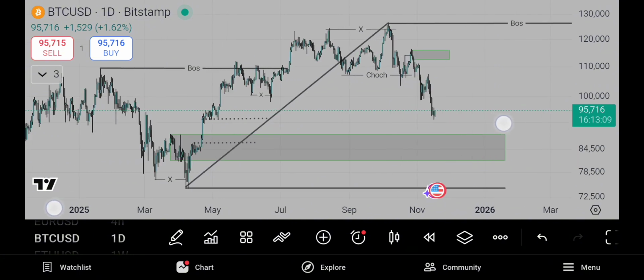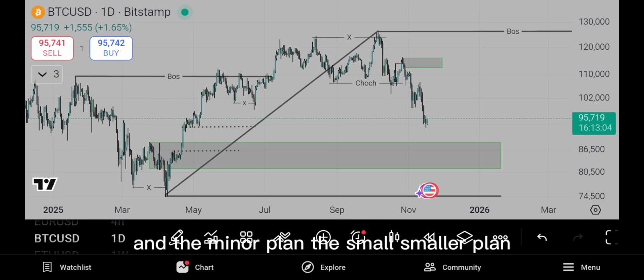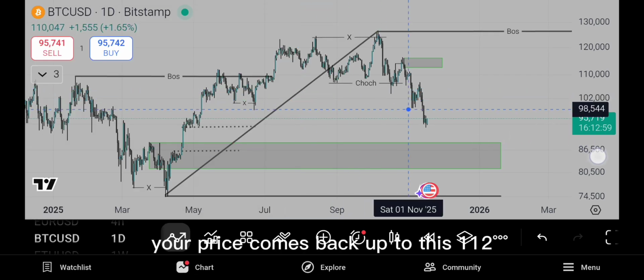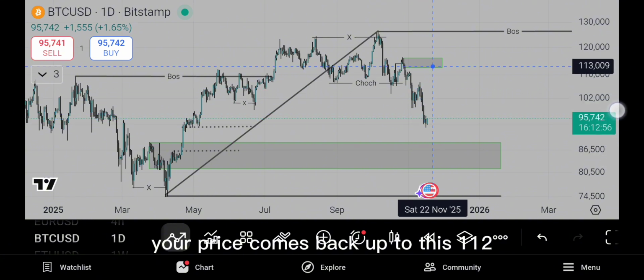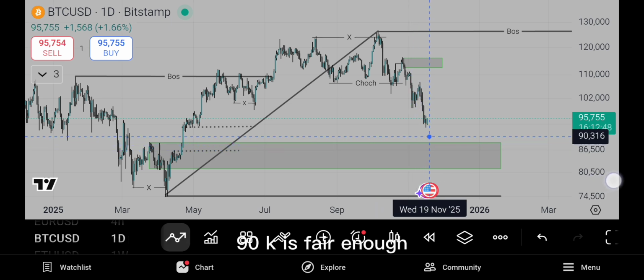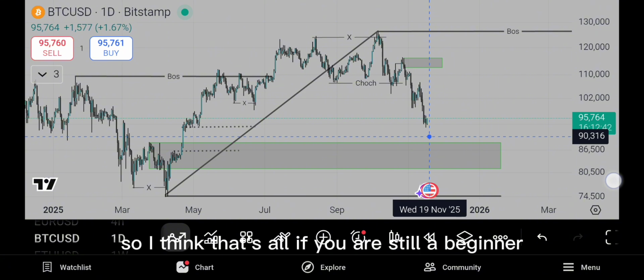breaker block, watch price closely to find a place to enter for a buy. And the minor plan, the smaller plan, that's the most current plan, is that if peradventure price comes back up to this 112k, I'm going to sell it down to probably 90k. Yes, 90k is fair enough. That's like even the middle of this inefficiency. So I think that's all.